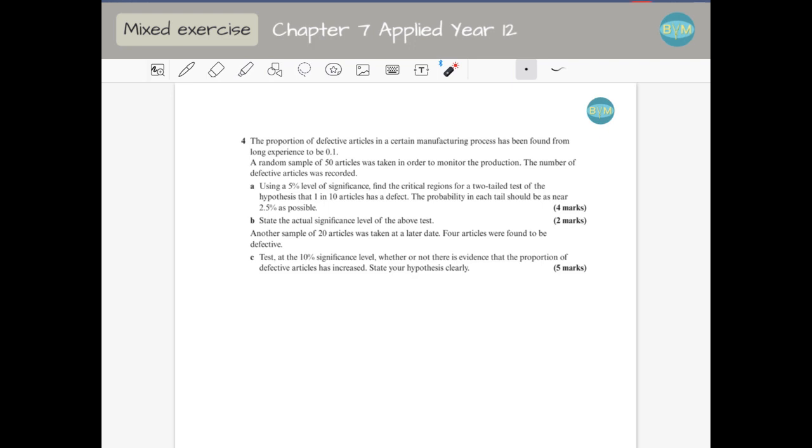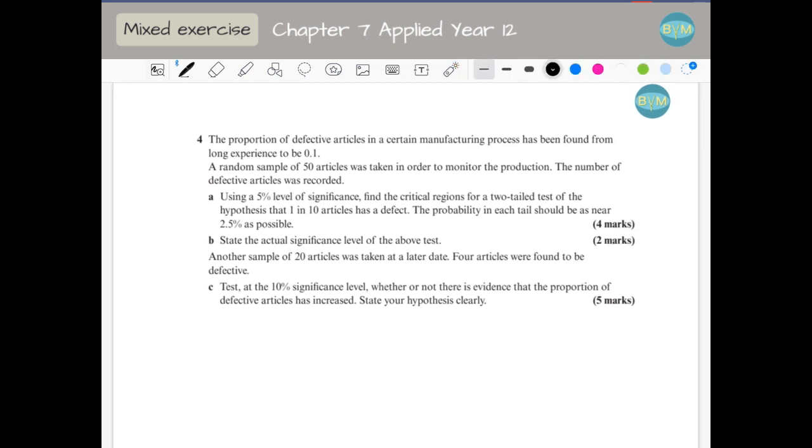Hello, this is question 4 on your Mix Exercise 7 from the Applied textbook from Year 1. The proportion of defective articles in a certain manufacturing process has been found from long experience to be 0.1. A random sample of 50 articles was taken in order to monitor the production. The number of defective articles was recorded.